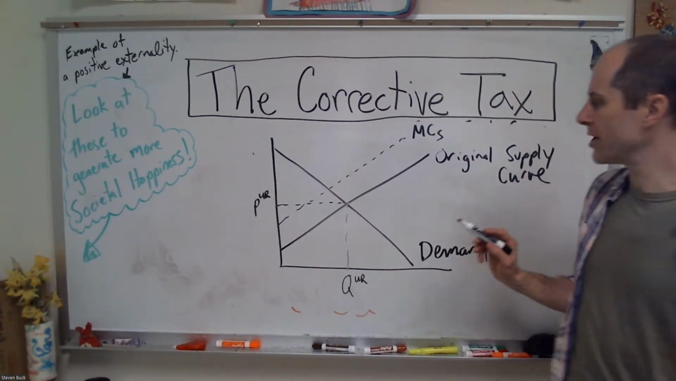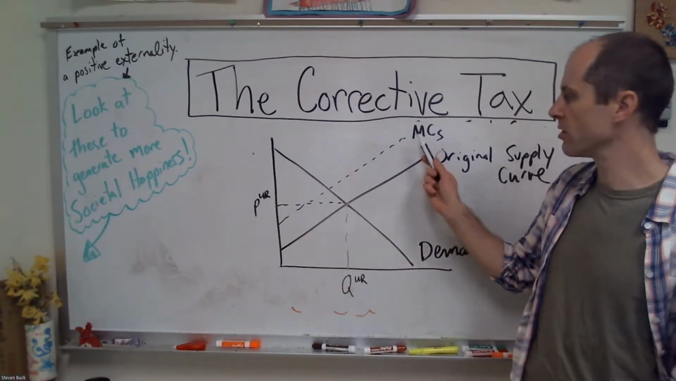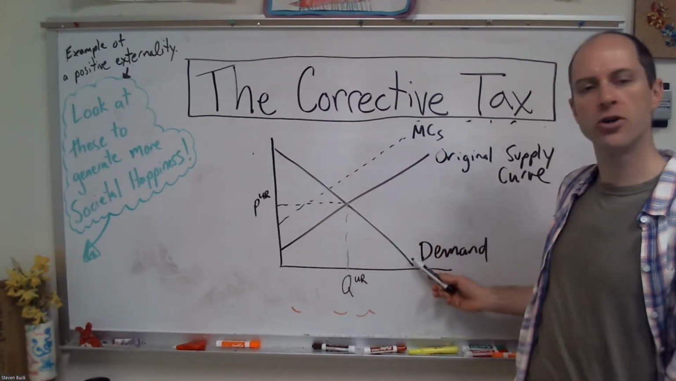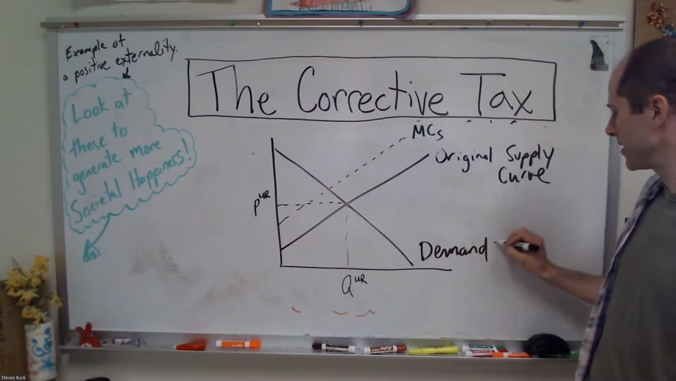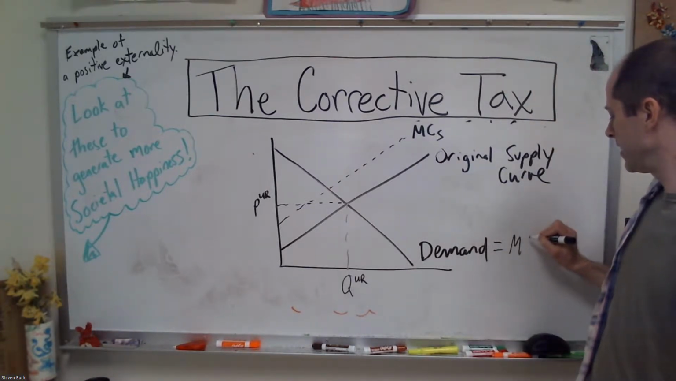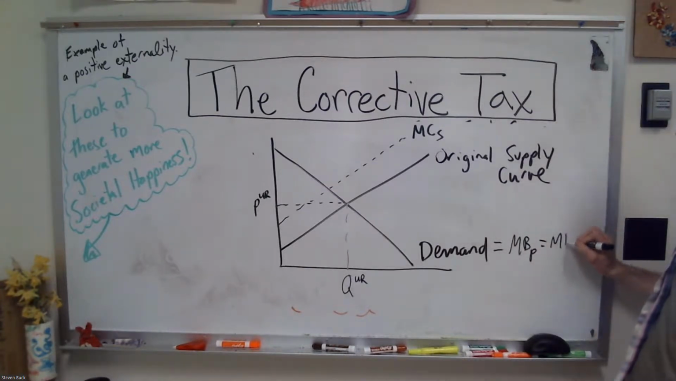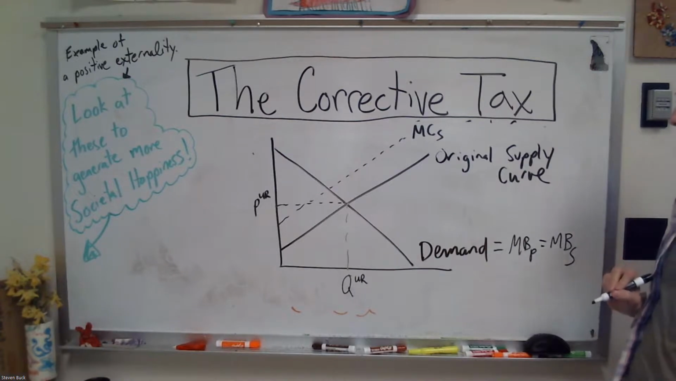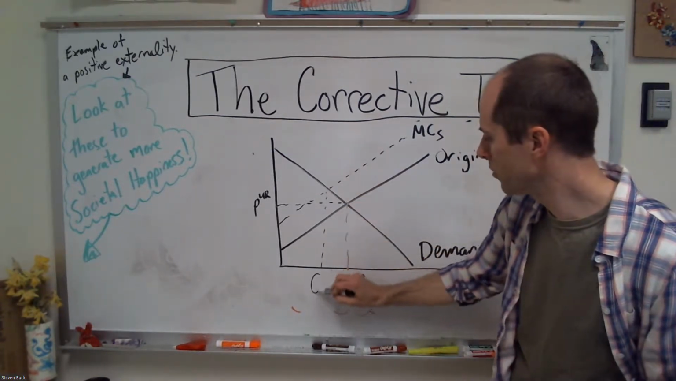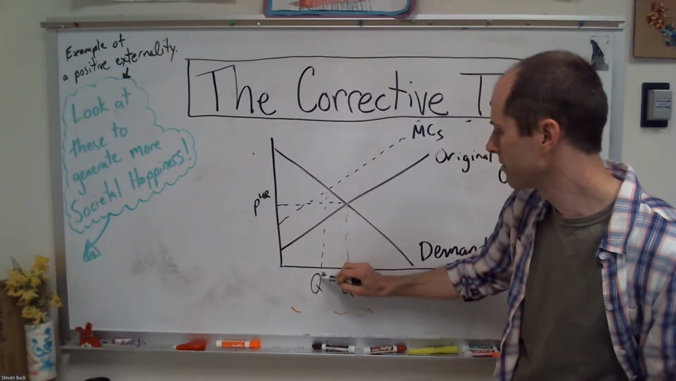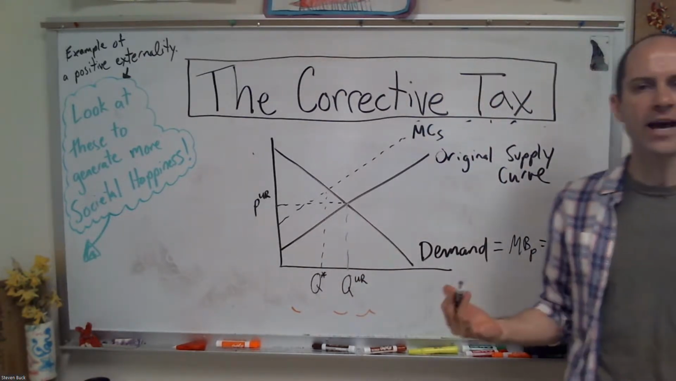Whenever there's a negative externality, we want to produce where the social marginal cost curve intersects the social marginal benefit curve. There's no positive externality, so the demand equals the private marginal benefits, which equal the social marginal benefits. So the efficient quantity is going to be right here. How are we going to get there?